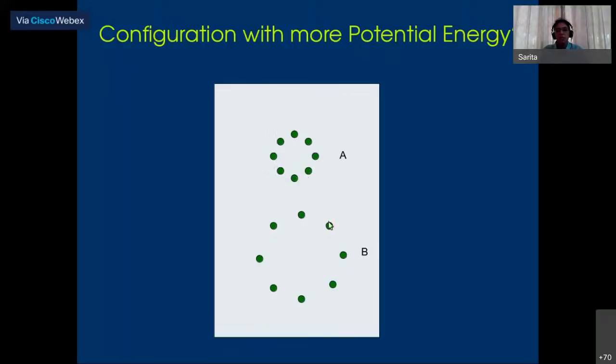Suppose you have these 8 point masses arranged in two different configurations. Which one will have more potential energy and which one will have less potential energy? As you can see, the magnitude of the potential energy of configuration A will be more than B. You should not get confused with the negative sign. The negative sign is only to tell you that it is attractive in nature. So this has a higher magnitude of potential energy as compared to B. When the configuration becomes smaller and smaller, it has more potential energy.